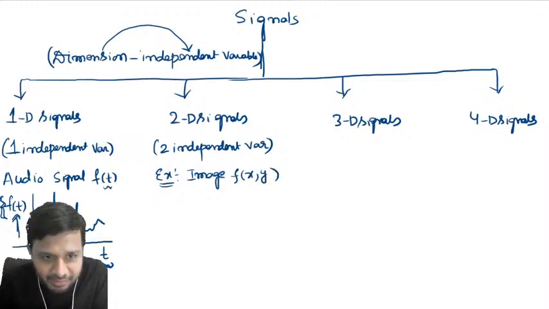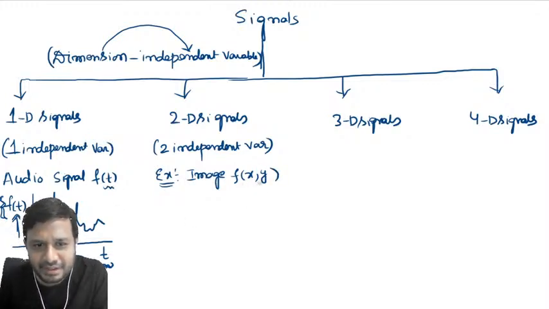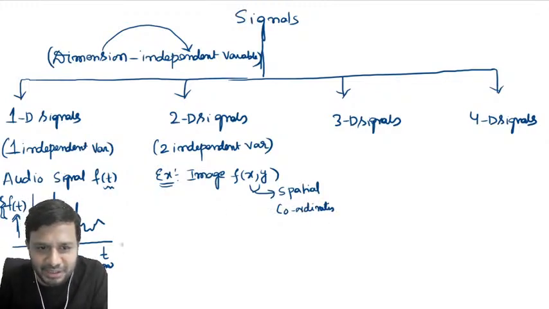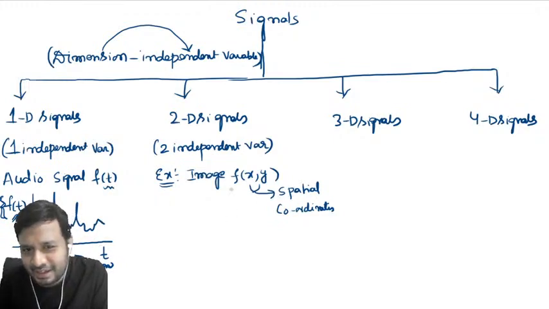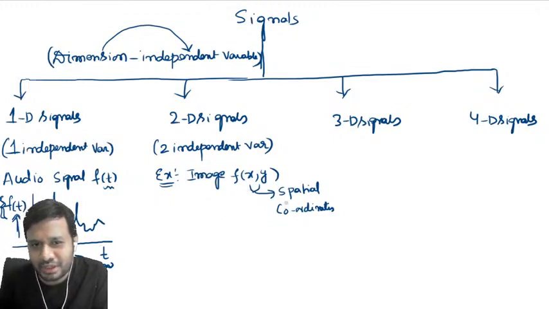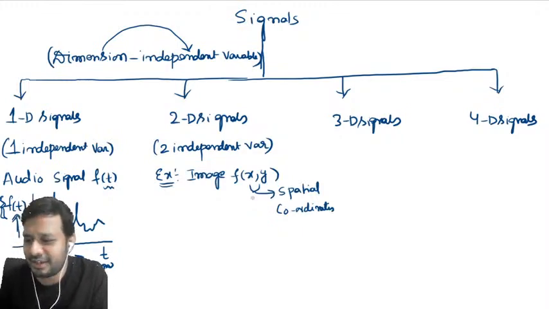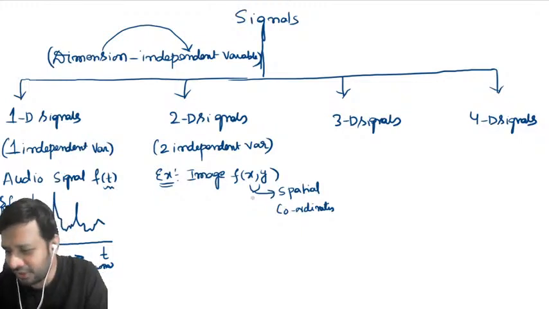Here, only one independent variable, f of t. Here, two independent variables, f of x comma y. And remember, my dear students, that x and y are known as spatial coordinates. So in the first example, the independent variable is time, but in the second, the image, x and y are spatial coordinates. So the independent variable is not fixed. It is not always time. It can be time, space, frequency, or anything based on the application. The independent variable depends on the application you have.